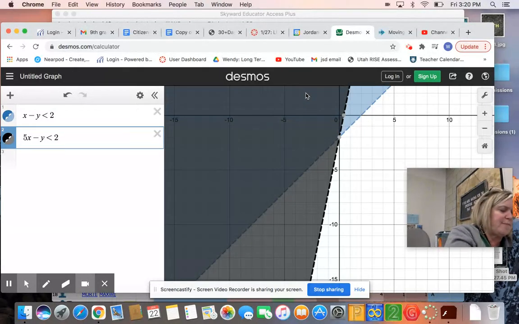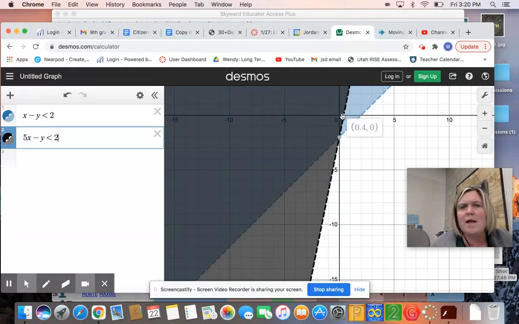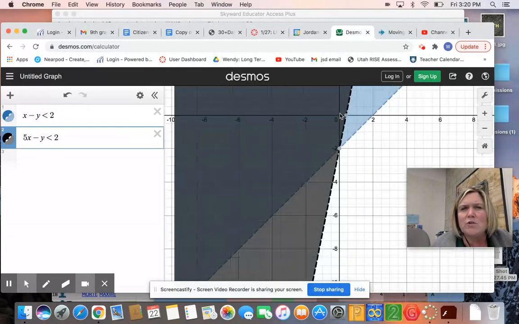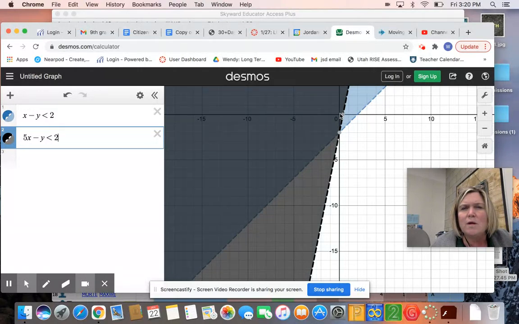So circle that. How about -5 and -1? Is that part of the solution? Yes, so circle that one. How about 0 and 2? Is that part of the solution? Yes, that's part of the solution also, because it's both the black, oh wait, yeah, 0 and 2, so they're both black. So yes, that's part of the solution also.